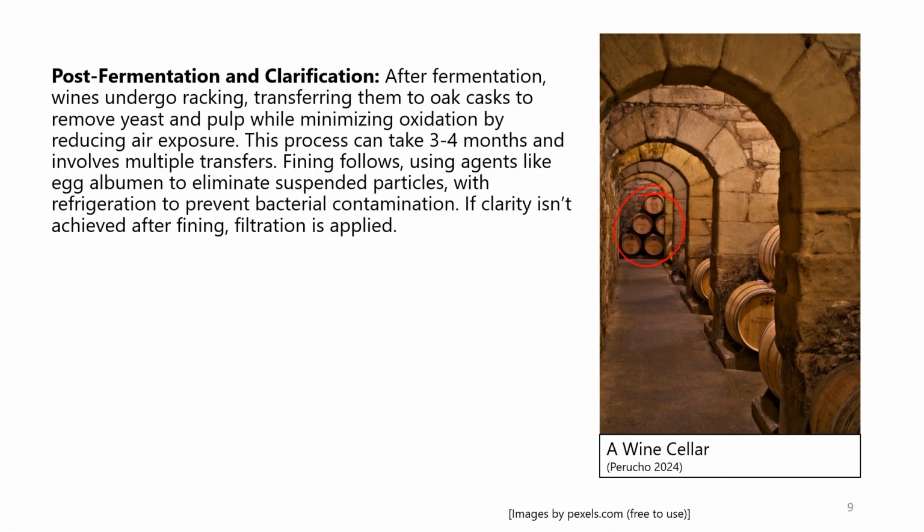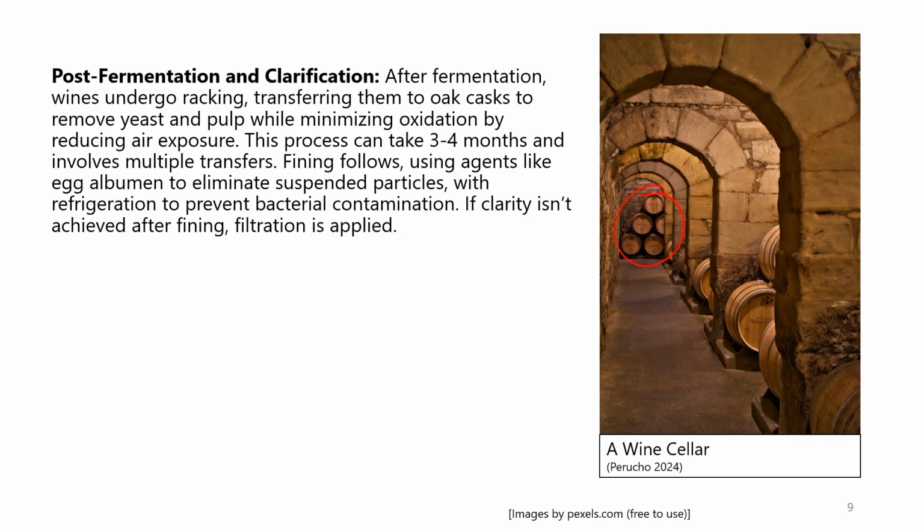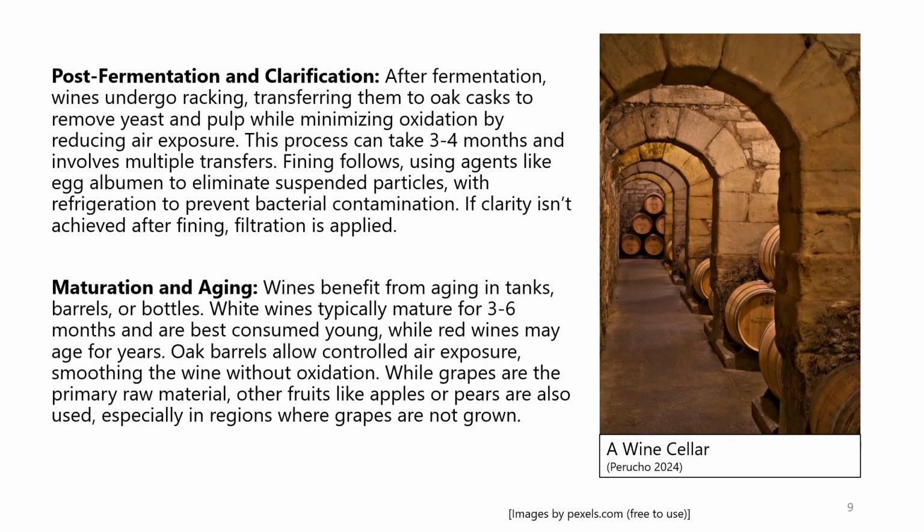The post-fermentation operations, which include clarification, are a very important phase in wine production. After fermentation, wine undergoes racking, transferring it to oak casks to remove yeast and pulp while minimizing oxidation by reducing exposure. This process can take 3 to 4 months and involves multiple transfers. Fining follows, using agents like albumin to eliminate suspended particles, with refrigeration to prevent bacterial contamination. If clarity isn't achieved after fining, filtration is also applied.